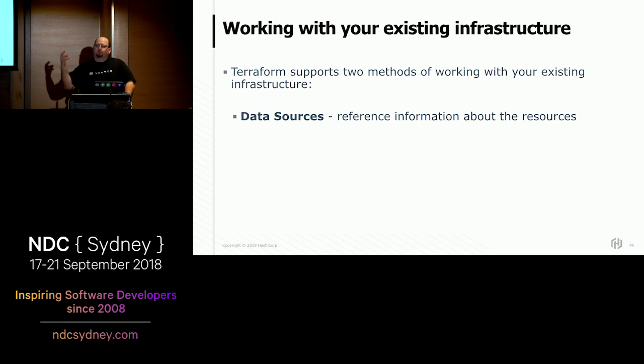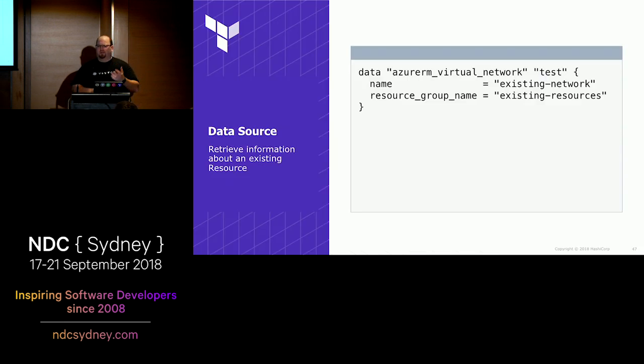A data source is referencing information about that. So if you were to have, for instance, a core networking team who created a virtual network for you and said your subnet is foo, you can just specify foo. They can manage it however they want, and you can basically build decoupled systems this way. Or decoupled infrastructure.